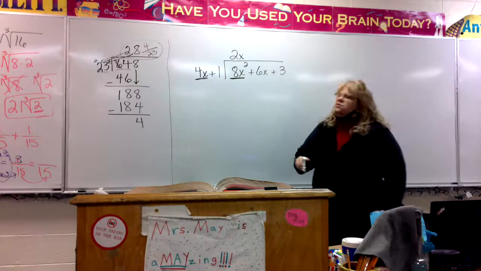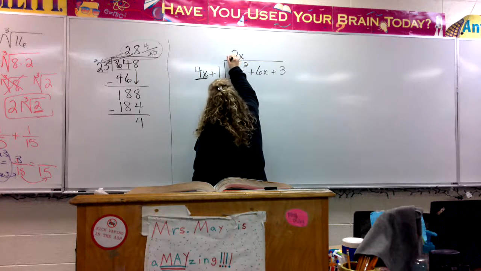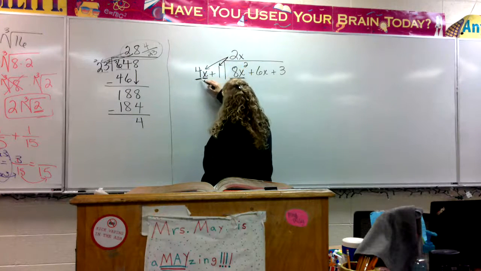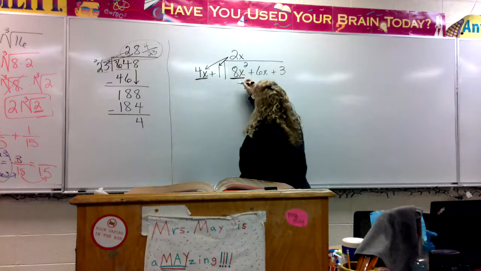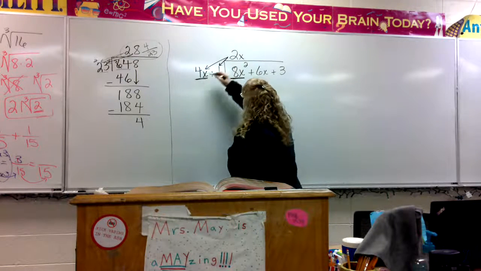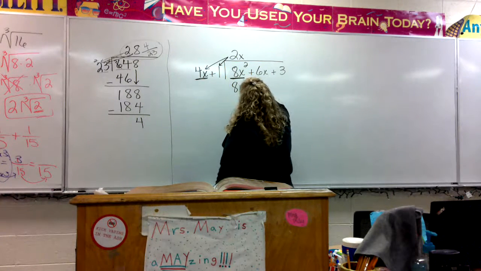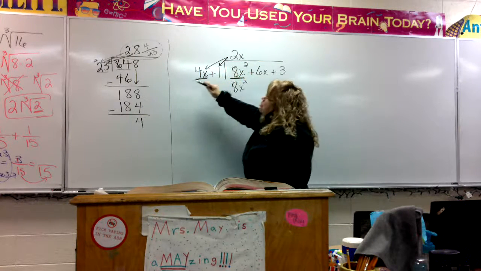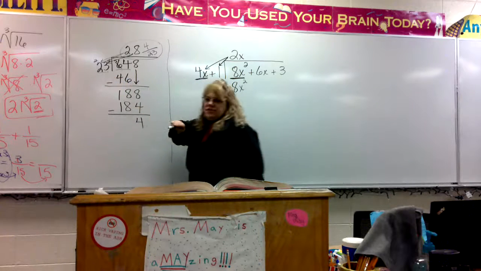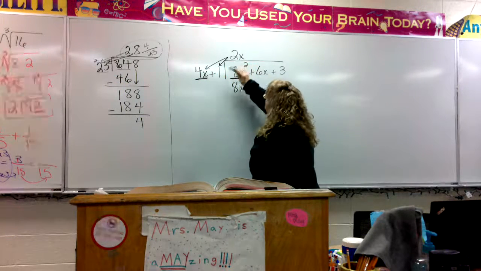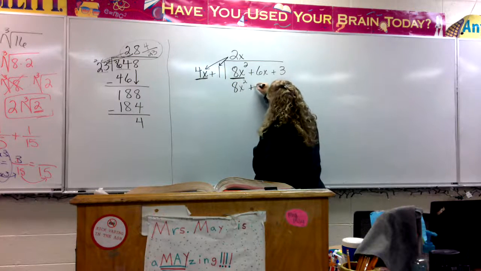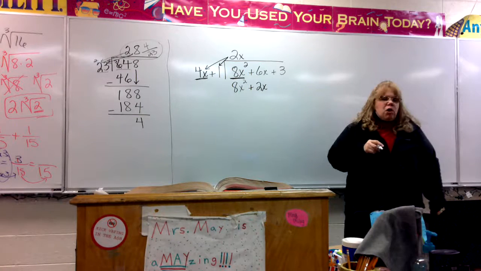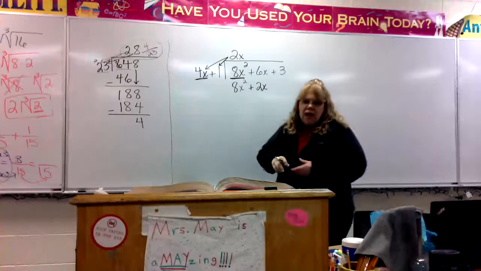So next we're going to multiply, just like we did over there. This times this times this. What's 2x times 4x? 2 times 4 is 8, x times x, x squared. Don't forget, you also have to multiply this 1 though, right? Over here you had to multiply both digits. So we have to multiply, what's 2x times 1? Just 2x.